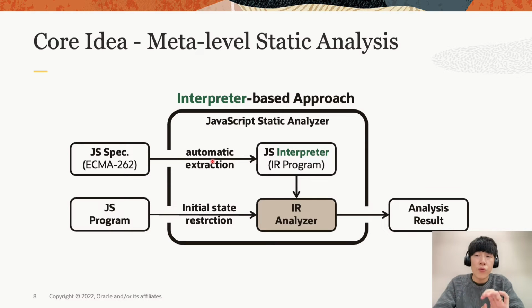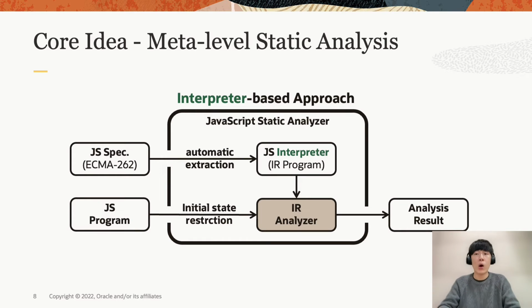So it means that if we can analyze JavaScript programs with JavaScript definitional interpreters, we no longer have to worry about the manual update of the JavaScript static analyzer for new language features. So we presented a meta-level static analysis as an interpreter-based approach to do it. It analyzes the given interpreter using an IR static analyzer with a restricted initial abstract state for a given JavaScript program. Note that it does not directly analyze JavaScript programs, but indirectly analyzes them.